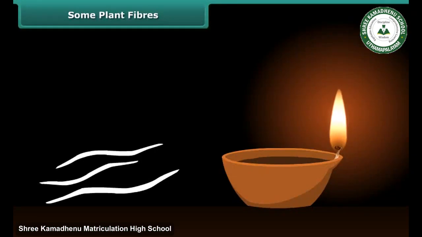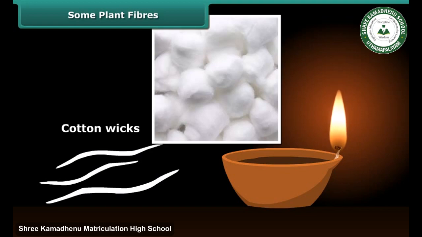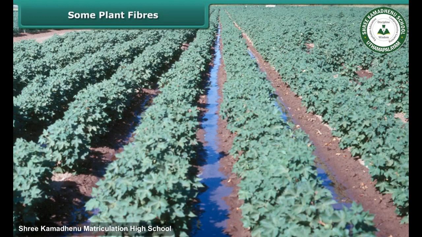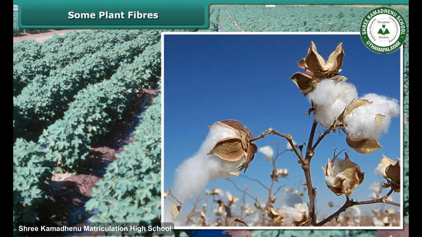Some plant fibers. Have you ever made wicks of earthen lamps during the Diwali festival or other occasion? Do you know that they are made up of cotton? This cotton is obtained from cotton plants which are grown at places having black soil and warm climate. The fruits of the cotton plant, after maturing, burst open and seed-covered cotton is obtained.